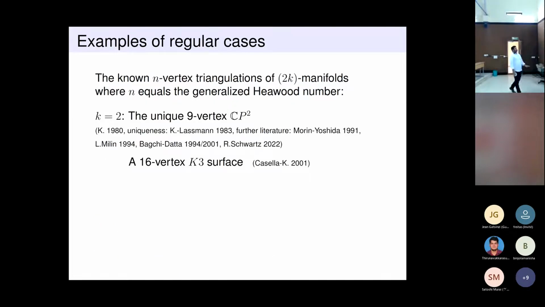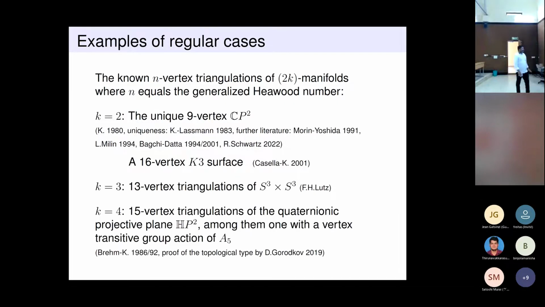Now here are some examples of regular cases. The known n-vertex triangulations of 2k-manifolds where n equals the generalized Heawood number. For k equal to 2, that is for dimension 4, Kühnel proved that. To give one example, there is a 9-vertex triangulation of CP^2, which is unique, and our Professor Basudeb Datta and Bagchi also have some works on this one. Also in dimension 4, Casella and Kühnel give a 16-vertex triangulation of the K3 surface, which realizes the equality.